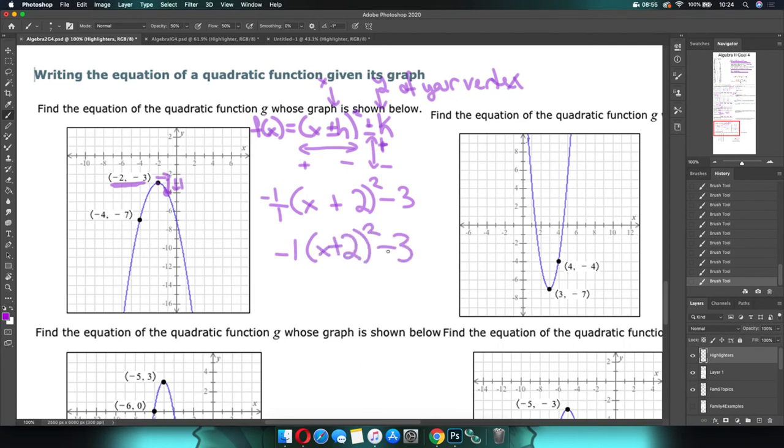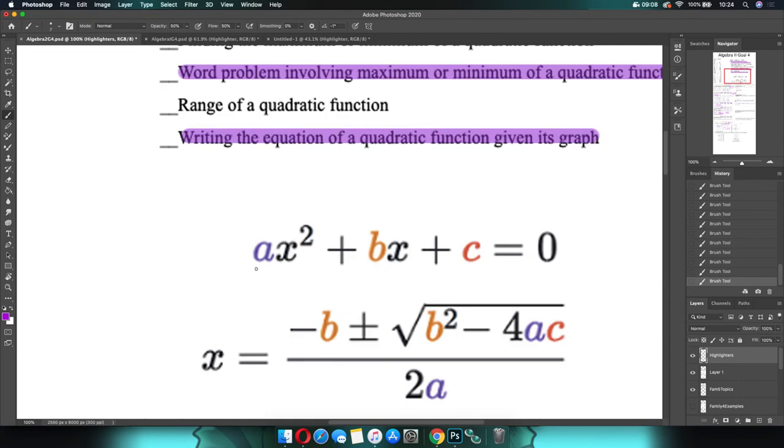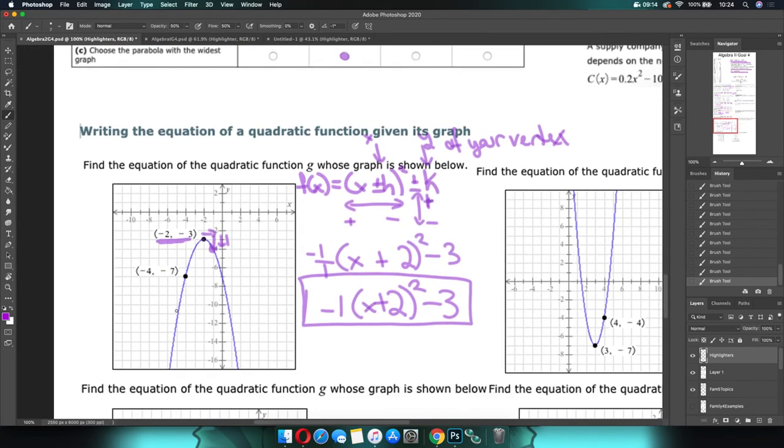That's a little hack Ms. Dubois has as a professional math teacher to help you figure out how to write your equations. You could technically FOIL this out, combine your like terms, and make it look more like standard form, which is usually ax squared plus bx plus c. But this is just as viable, and it will be accepted as correct in the software.